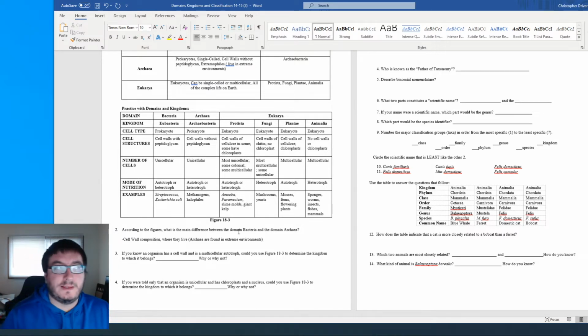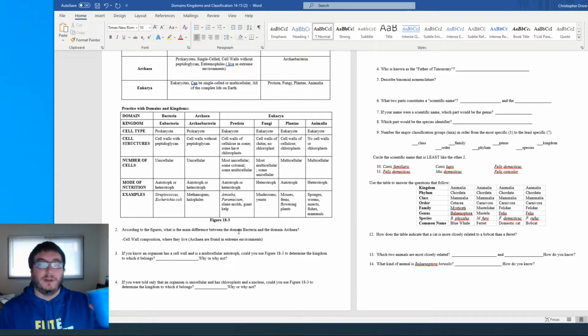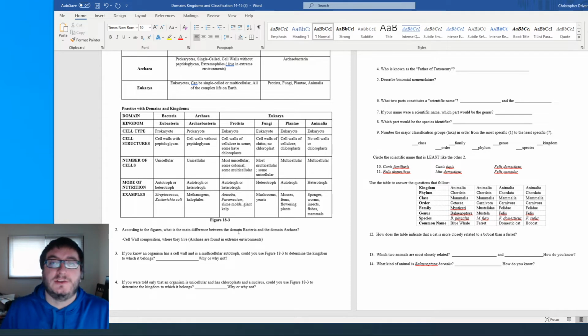So that's kind of like the main difference between them. Other than that, they're very similar to one another. But that's also a pretty big one because one lives in thermal vents on the bottom of the ocean or in lava pools or hot springs or really salty places that nothing else can survive. And the other is just found everywhere else.